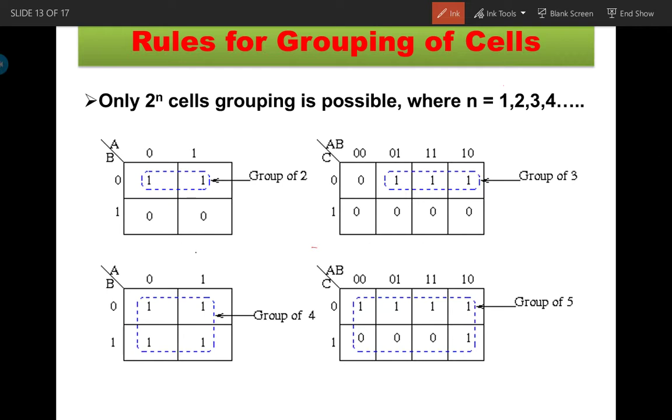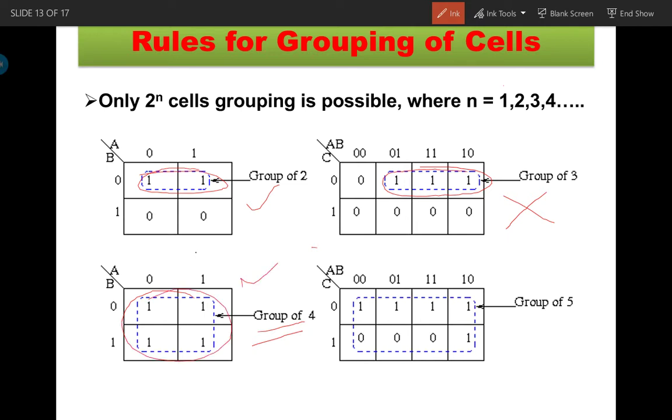Okay, so in the first example, you see I have 2 ones here, and I make a group of 2, right? In the second example, in a 3 variable K-map, if 3 ones are written like this, then I cannot make a group of 3. It is not possible, okay? This grouping is right, but this grouping is wrong. In the fourth one, a group of 4 is possible, okay?